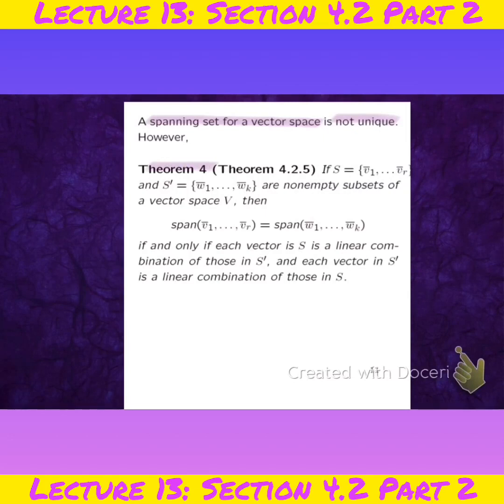Okay, so Theorem 4 states that if S and S' are non-empty subsets of a vector space V, then the span of the two sets are equal only if every vector in S is a linear combination of vectors in S', and each vector in S' is a linear combination of the vectors in S. Right, so let's look a little bit deeper into this.